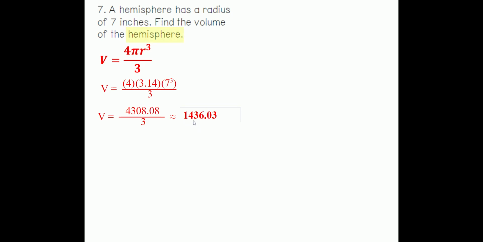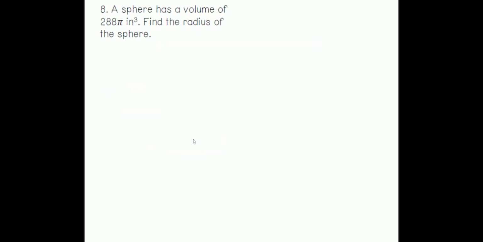Now, this is not the final answer because they are asking for the volume of a hemisphere, and we just found the volume of a sphere with a radius of 7. So if we want to find a hemisphere, because a hemisphere is half of a sphere, we're going to take our answer and divide by 2. So 1436.03 divided by 2 is 718.02 inches cubed. Now it's inches cubed because we are finding volume here. All right, that is our final answer for 7.